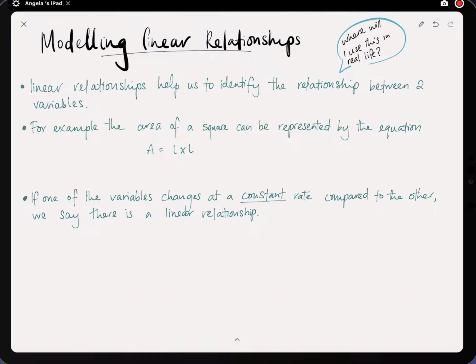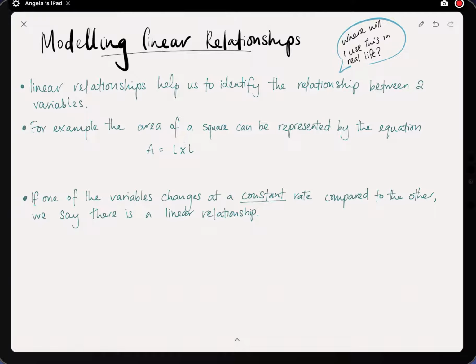We're going to be looking at modeling linear relationships. One of the most common questions I get asked is, where will I use this in real life? With modeling linear relationships, off the top of my head, the first thing I can think of is hiring a car. For example, if you're trying to compare the price of hiring a car through Thrifty and Avis, you could plot a linear relationship and see which one offers you the best value for dollar.